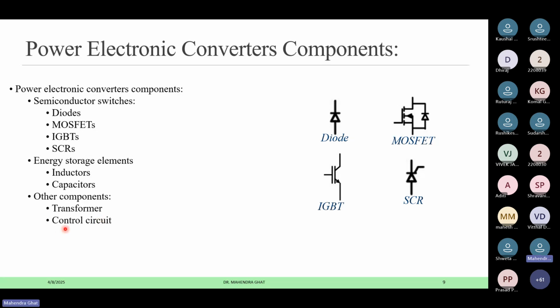By controlling the control circuit, we decide how these switches will be turned on and off. Of course, a diode will not have control, but other switches will. Depending on the signal you give to these, it will control the output. So that's why we require the control circuit. From the complete system point of view, we'll have at least these things. Transformer is used in some of the converters and not in others, but the other devices will of course be used in all converters.